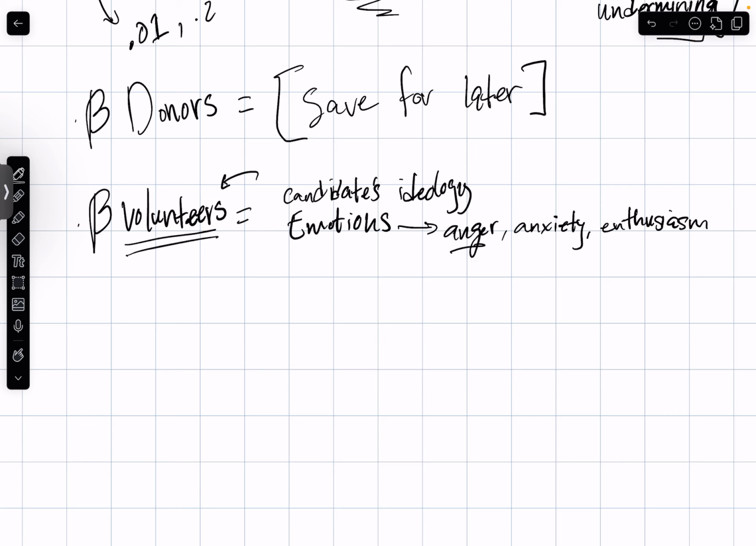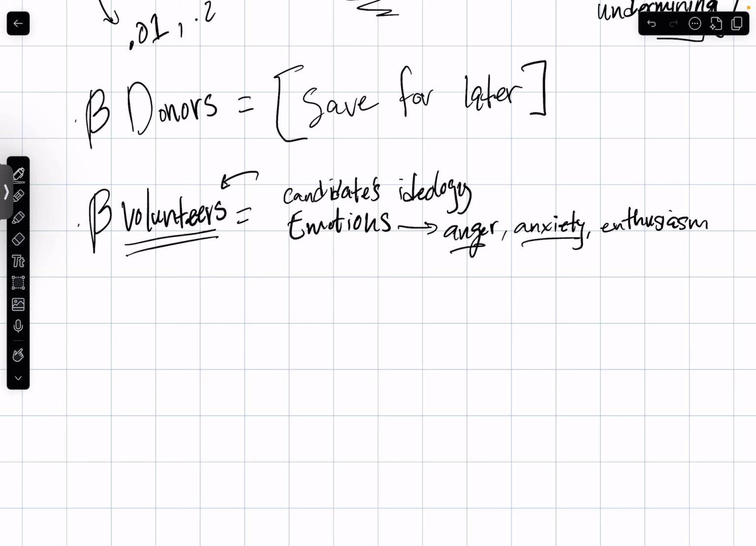So when your volunteers, your activists are angry about something, which they often are during a campaign because they feel like the other side is doing something to harm them, that's going to be helpful to get them out and on a campaign.